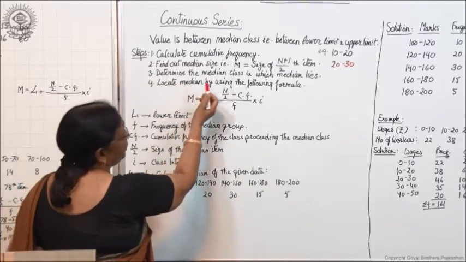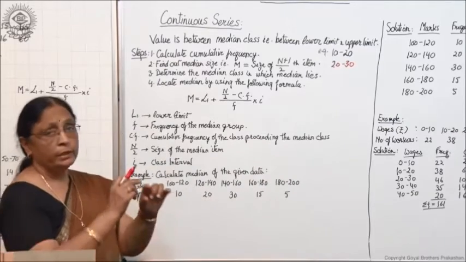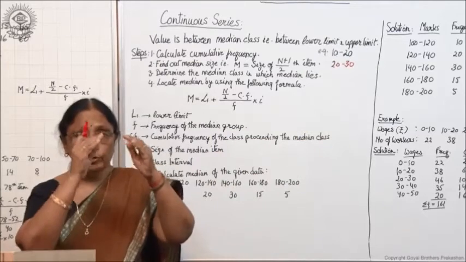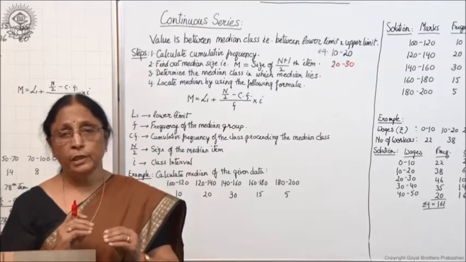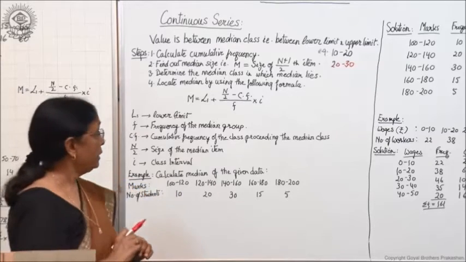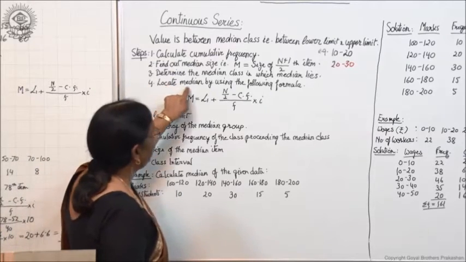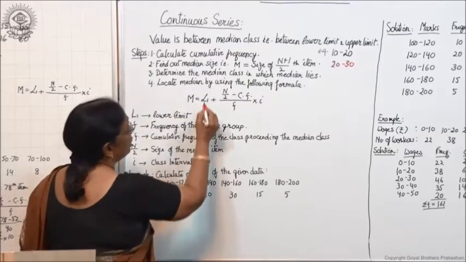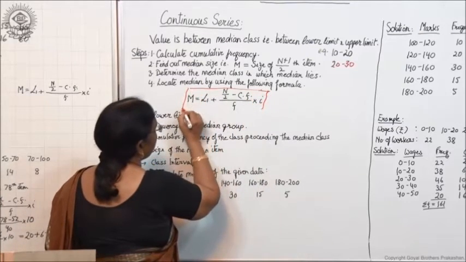Third, determine the median class in which the median lies. That means the median class, as I told you. Out of the whole class interval, you have to determine which is the median class where the median lies. Then locate the median by using the following formula. This is the formula in the case of continuous series.